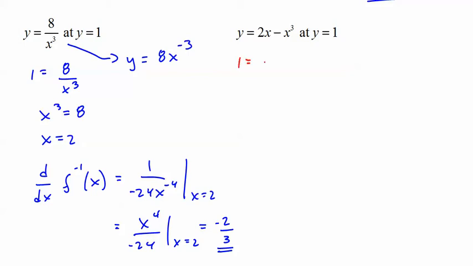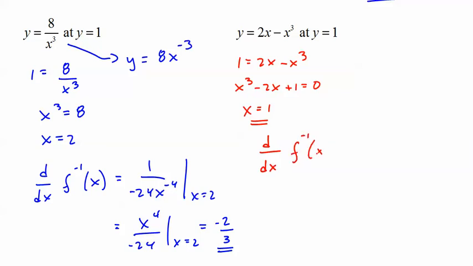One equals 2x minus x to the third, x to the third minus 2x plus 1 equals 0, 1 minus 2 plus 1, x equals 1. Calculator if you can't find it. Derivative with respect to x of the inverse, 1 over negative 3x squared plus 2, x equals 1. Negative 3 plus 2 is negative 1, so negative 1.